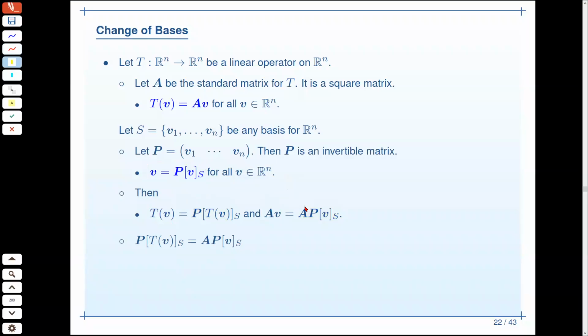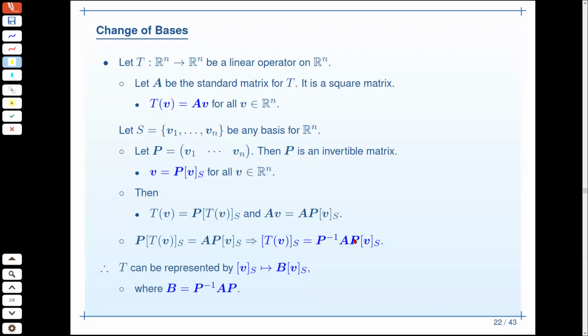Or we can write it in this way: the coordinate vector of TV relative to S is given by P inverse AP times the coordinate vector of V relative to S. So this is essentially the change of basis related to P inverse AP. And if we can choose S properly, P inverse AP can be a very simple matrix, for example a diagonal matrix. So this is the idea of diagonalization. We want to change the basis to make the computation easier.